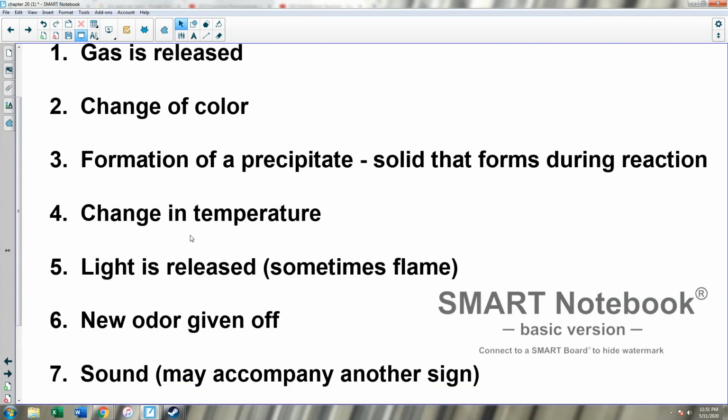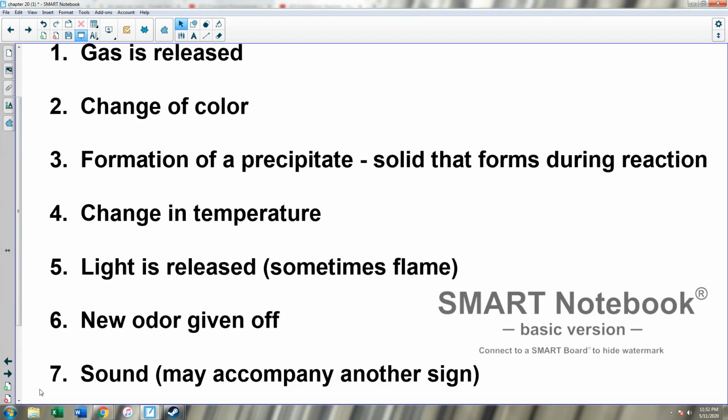Change in temperature. This could be something that's getting hotter or colder by itself. Maybe you mix some things together and they get hot or cold or something. Light released. Sometimes this is a flame, or it could be a glow stick or something, or it just gets red hot when it reacts. New odor given off. This one is more of something that you'll see in organic chemistry. Sometimes you're reacting things together and you can't tell that anything happened other than there's a strange smell being given off that's different from any smell before.